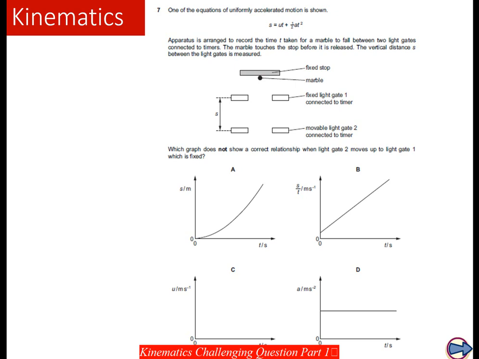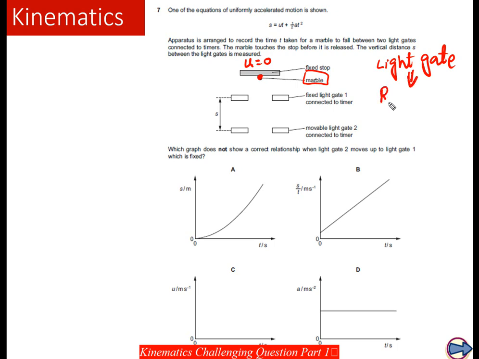First of all, you need to understand we have a marble. The marble is here at this point. This marble is attached to this fixed spot, and it is at rest, so the velocity here is zero. But then we have two light gates. So what is the purpose of the light gate? What can we get with these two light gates? The light gate here we are using to record time.